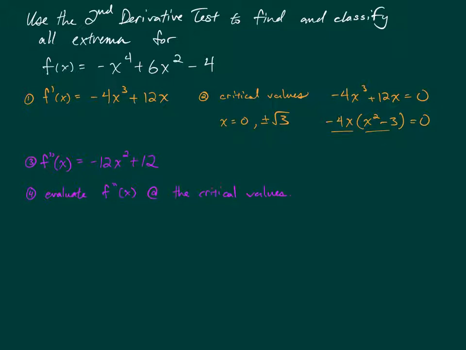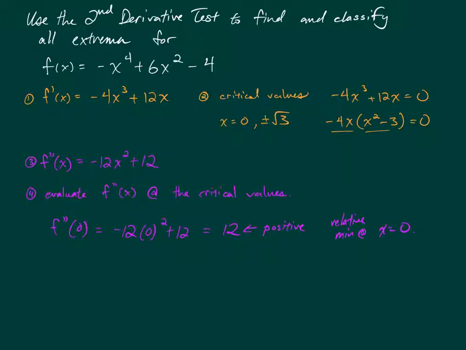So what that means is that we come down here and we find f double prime of 0. Well, that's negative 12 times 0 squared plus 12, and that just gives us 12. The fact that this number is positive tells us that at the x value 0, it is concave up, because that's what happens when you get a positive value for the second derivative. It's concave up. That means there is a relative minimum at x equals 0.